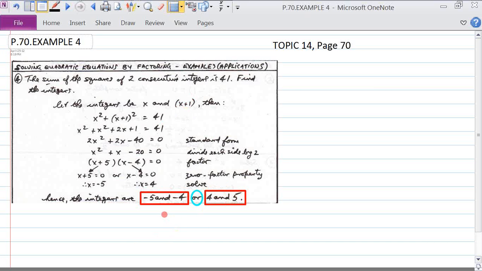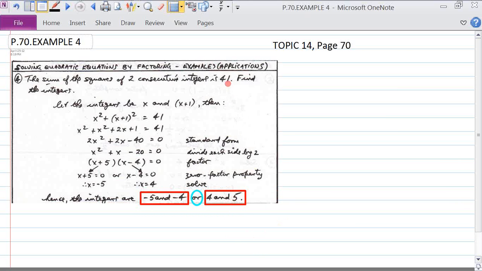Now you can just look that if you square this number, you get 25, and you square this number, you get 16, and the sum is 41. So minus 5 squared plus minus 4 squared is 25 plus 16, which is 41. That makes sense. 4 squared is 16. 5 squared is 25. 16 plus 25 is 41.